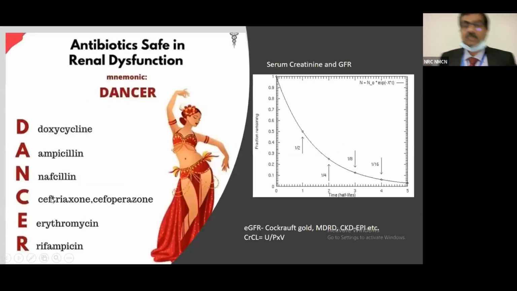So, antibiotics that are safe in renal failure. There is a mnemonic for that. You can remember doxycycline, ampicillin, nafcillin, ceftriaxone and cefoperazone, erythromycin and rifampicin. These are the safer drugs.